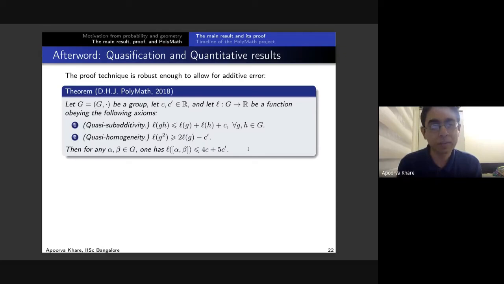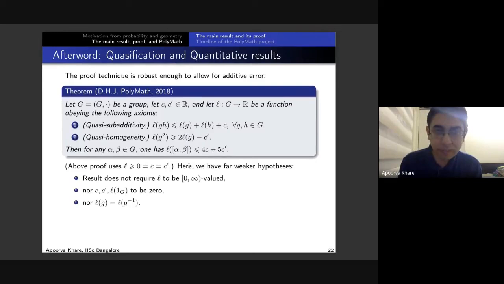That's the main theorem, if you will. And the above proof, of course, uses that the length function is non-negative and the constants here are exactly zero, so that this is an equality and less-or-equal here. But in this result, we have far weaker hypotheses.